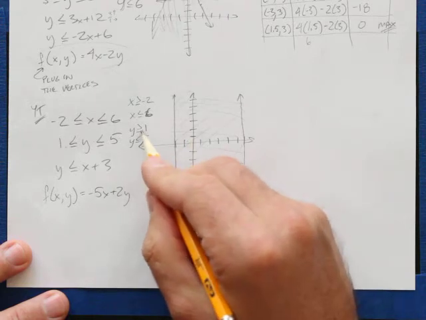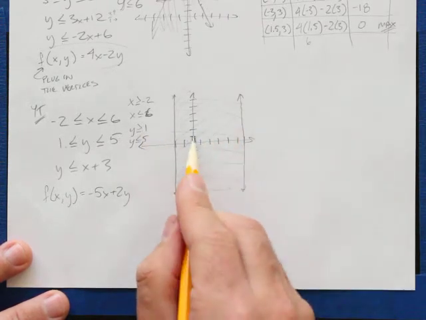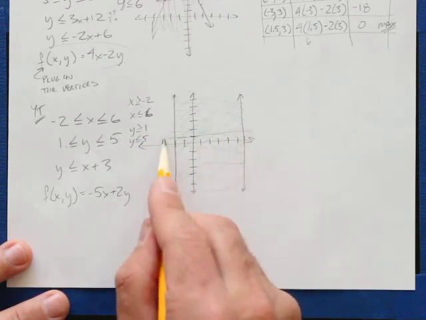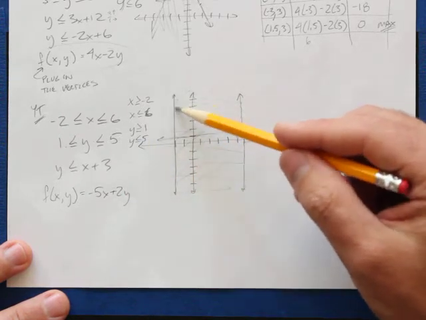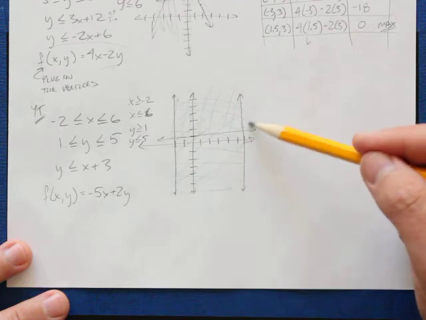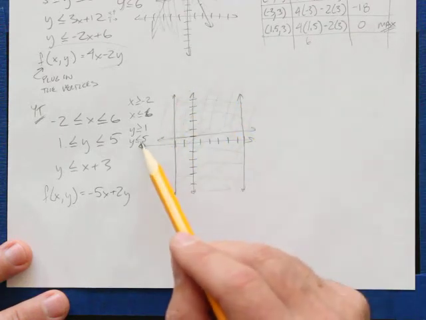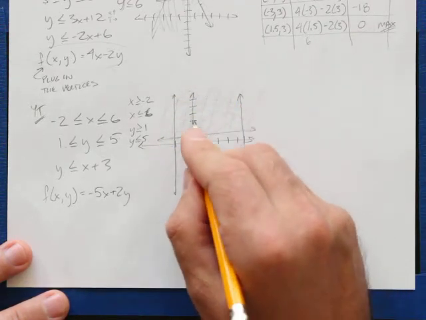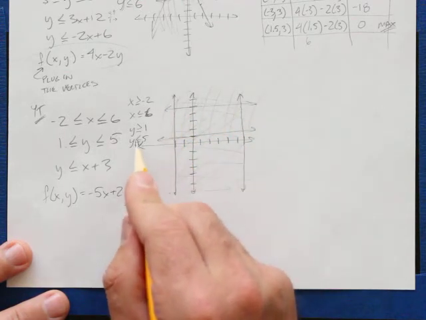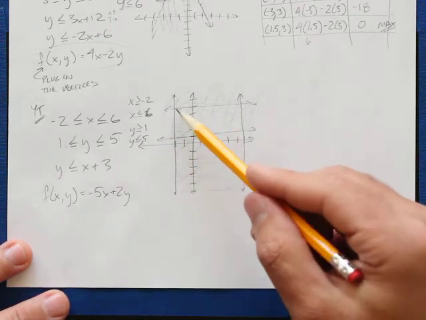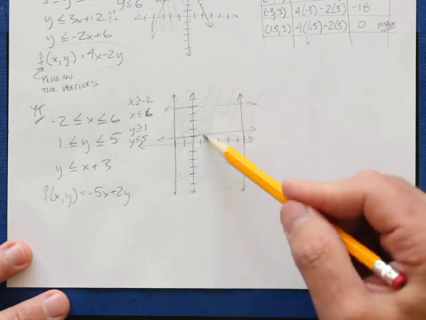Okay, y equals 1 is right here. And y is greater than, so I'm shading up here. Now y equals 5. 1, 2, 3, 4, 5. Draw my line. Y is less than 5, so here I'm in this rectangle.